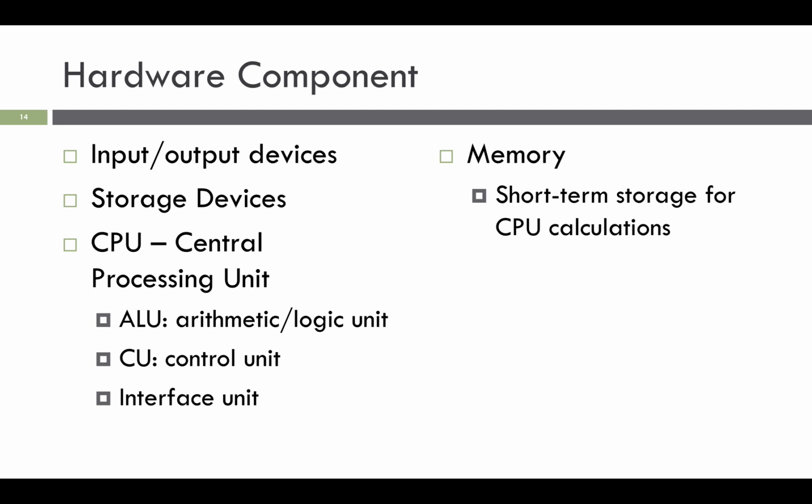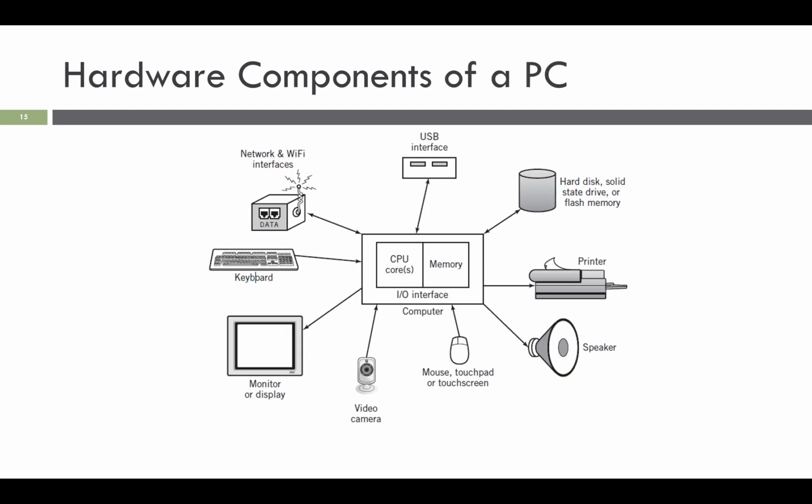Hardware components are the physical components containing the electronics. The major categories are input and output devices, storage devices, a CPU, and memory. A computer system usually includes multiple forms of input, output, and storage devices.